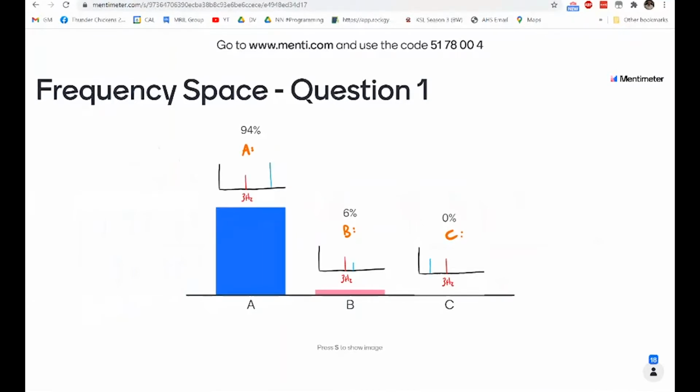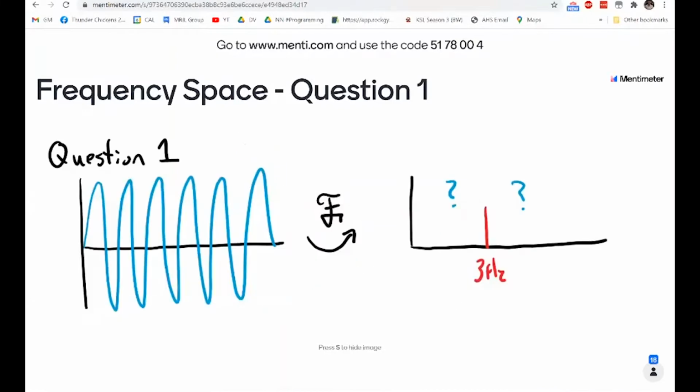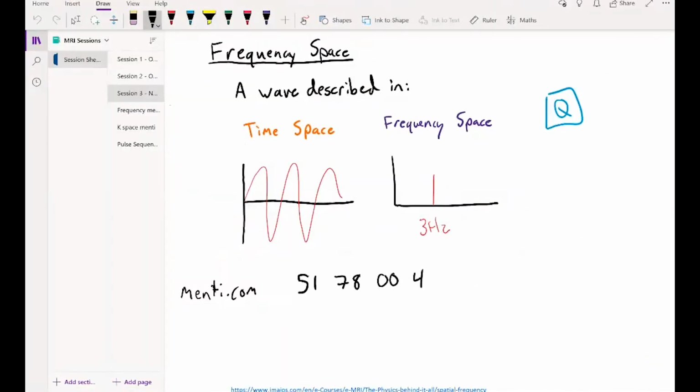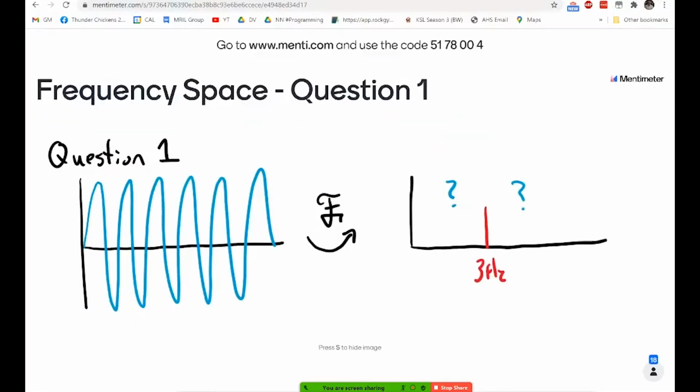Since the blue frequency here is a higher frequency than 3 Hertz, you can see how it's cycling quite a few times in the same amount of time as the red signal, which I'll just pull up again for a second. Since that red signal is a lower frequency, we can expect the blue one to be represented to the right in frequency space. So it would be a higher frequency.